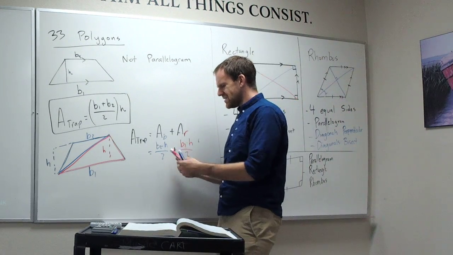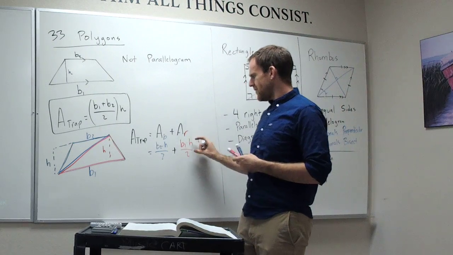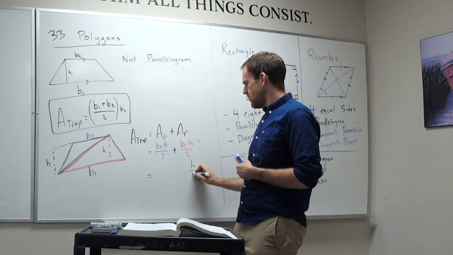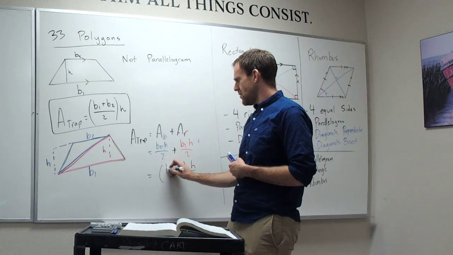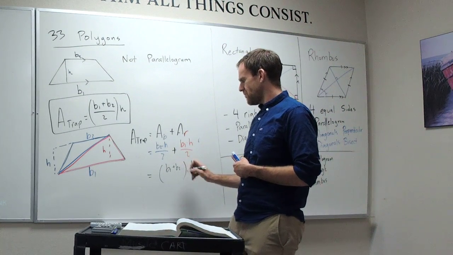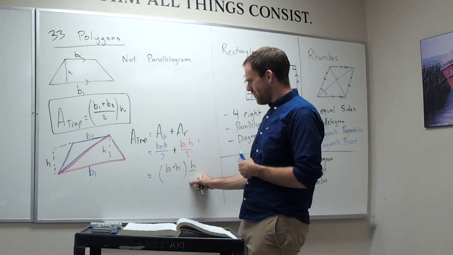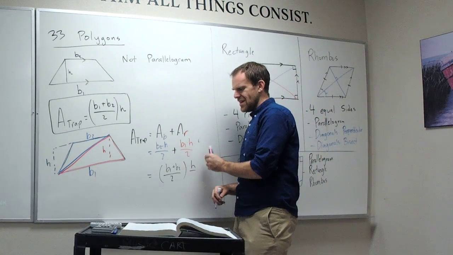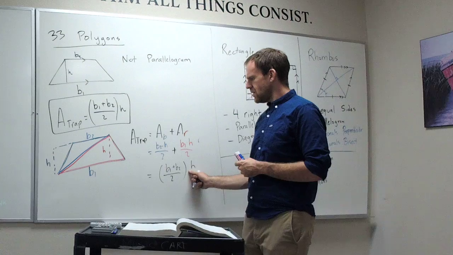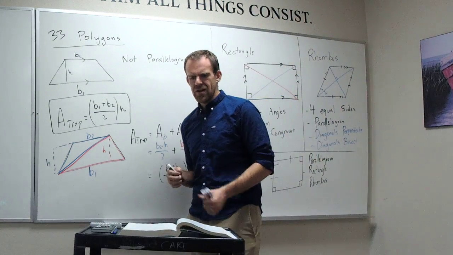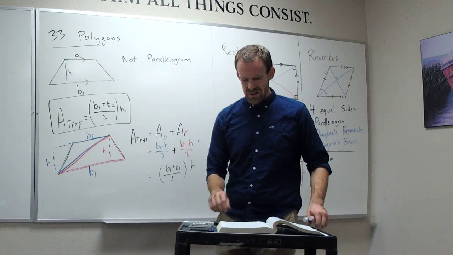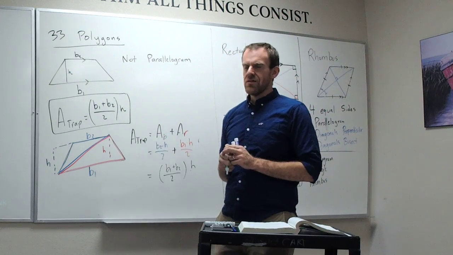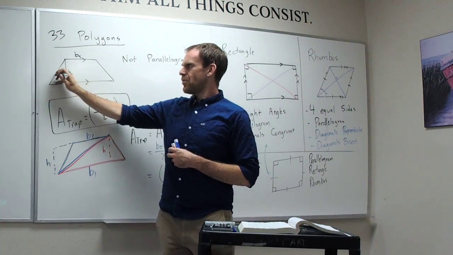If I add these together, I can factor out h over 2, and I'm left with base 1 plus base 2. Or, rewriting it, base 1 plus base 2, and take out the height. So that is your formula for the area of a trapezoid. Inside of that, you notice the formula for the midpoint.